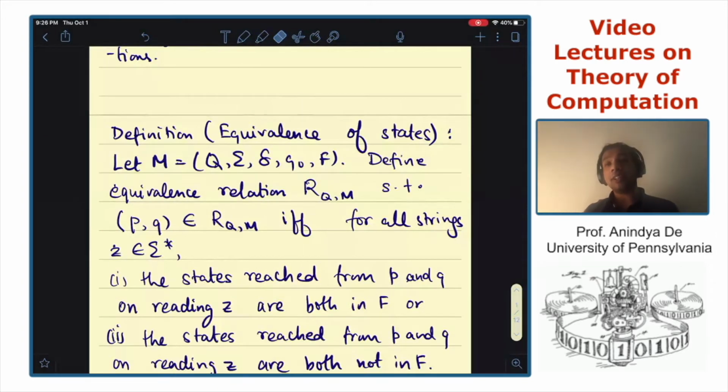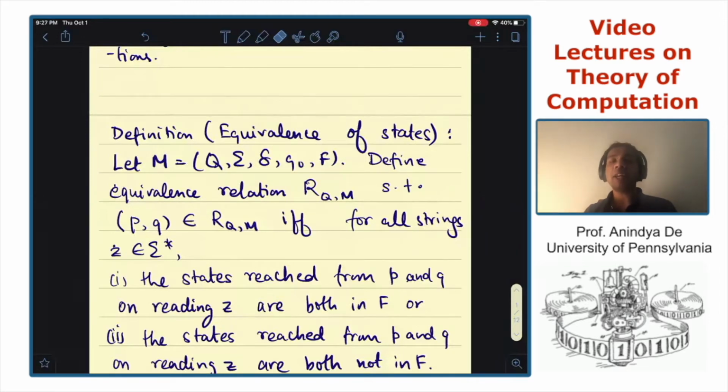Now in this context, I'll define an equivalence relation R_{Q,M}. R_{Q,M} is an equivalence relation on the states of the DFA M. This is unlike R_L and R_M we saw in the previous video, which were equivalence relations on strings. R_{Q,M} is an equivalence relation on the states of the DFA. And how is this equivalence relation defined?